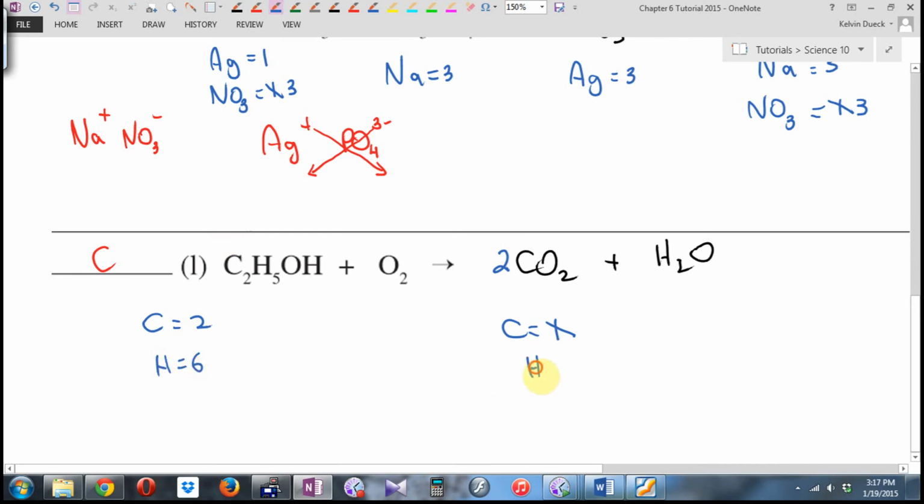How many H's on the right? 2. How can I fix that? You can just make it 3. If we're lucky, either the O's will have taken care of themselves or it'll be a fairly easy fix. How many O's on the left? 3. Yeah. How many O's on the right? 4 plus 3. How many? 7.